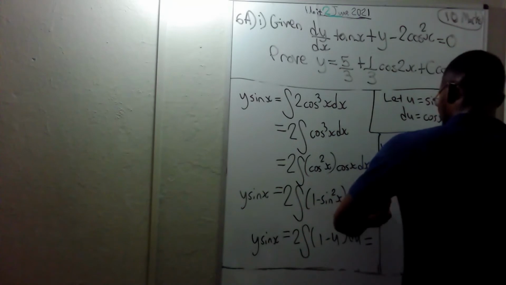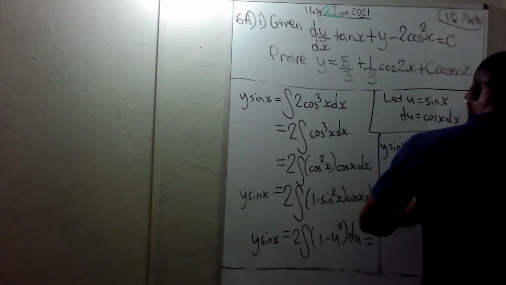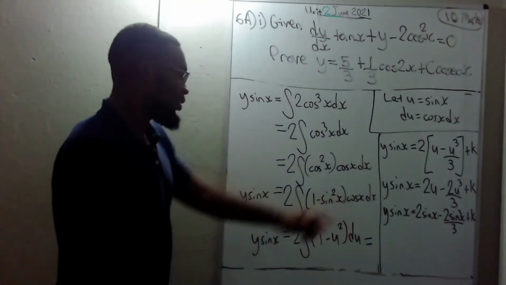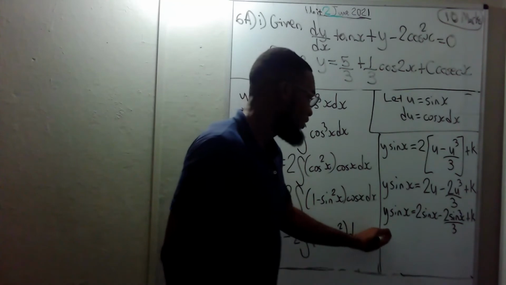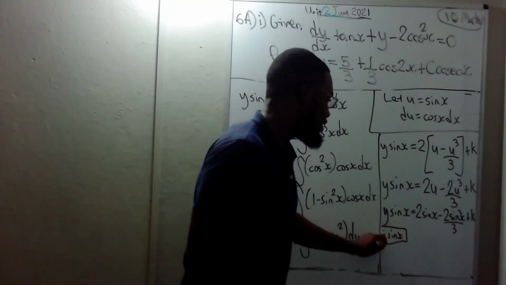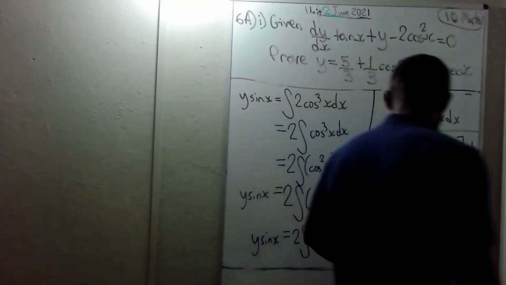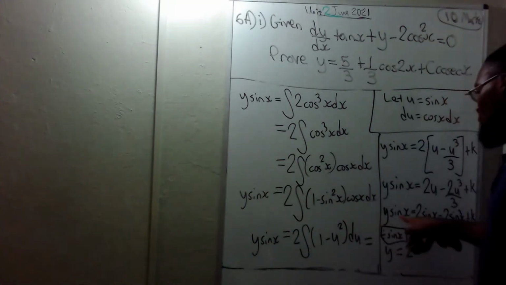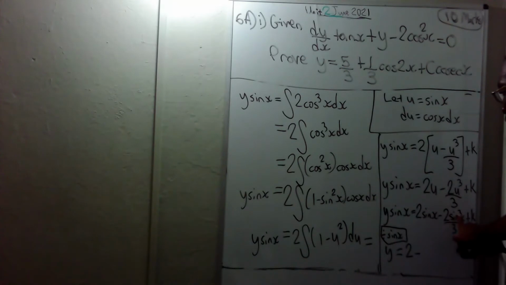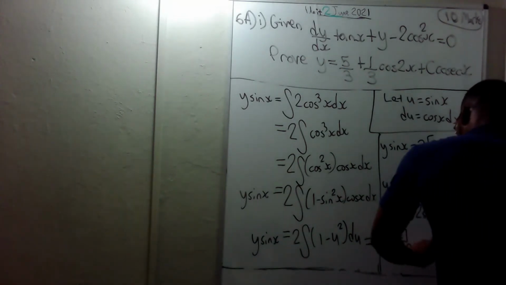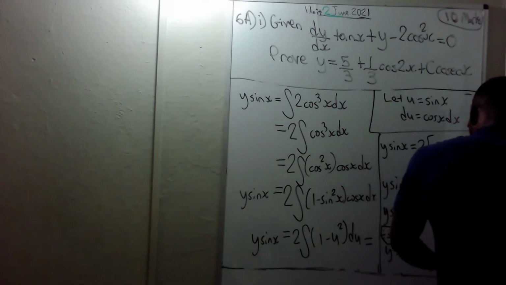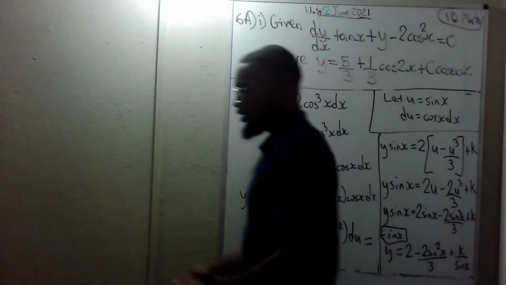Since u is sine x, this is saying y sine x is equal to 2 sine x minus 2 sine cube x over 3 plus k. That's what we end up getting. Now we can divide through by sine x. By dividing through by sine x, we end up with y is equal to 2 minus, when you take a sine out of sine cube, you're left with sine square, 2 sine square x over 3 plus k over sine x. That's what we end up getting.